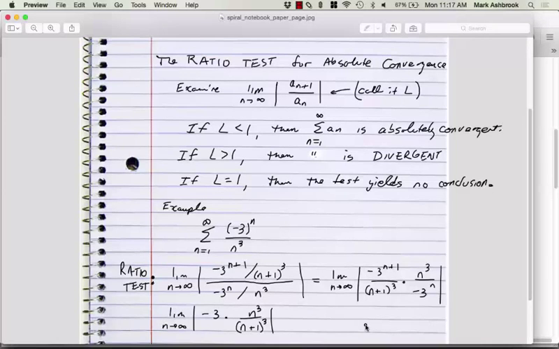So the second term, what's the limit as n goes to infinity of n cubed over quantity n plus 1 cubed? 1. We also know that that's 1. And so then we have negative 3 times that, and it's the absolute value. So this limit is? The limit is 3. Which is greater than 1, so by the test, this is? Divergent.